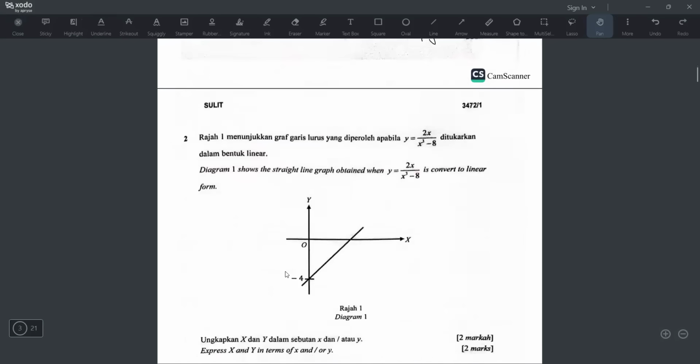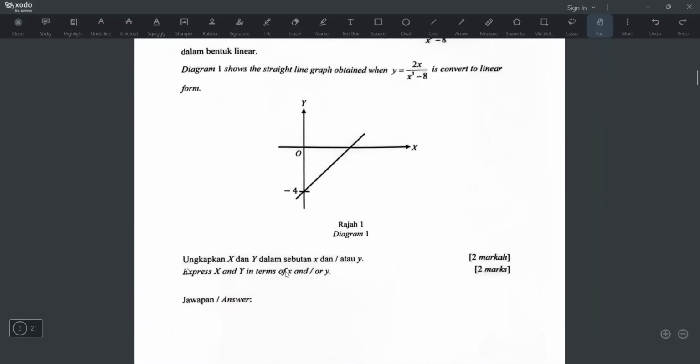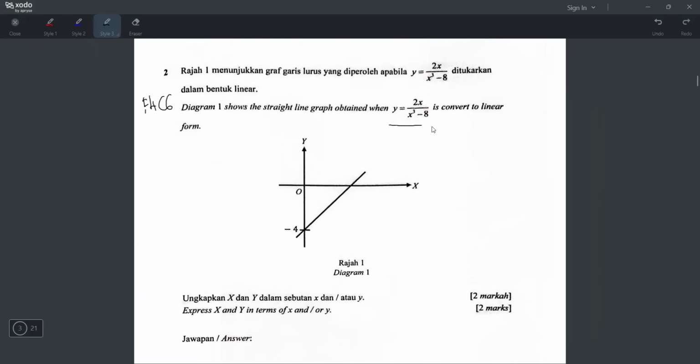Let's continue. Okay, number 2, what chapter is this? I think it's a linear law question. So from form 4, chapter 6. All right, let's read the question. Diagram 1 shows the straight line graph obtained when y equals 2x over x to the power 3 minus 8 is converted to linear form. So they are saying that this diagram is a straight line graph obtained when this equation is converted to linear form. It means this equation is not linear form lah.